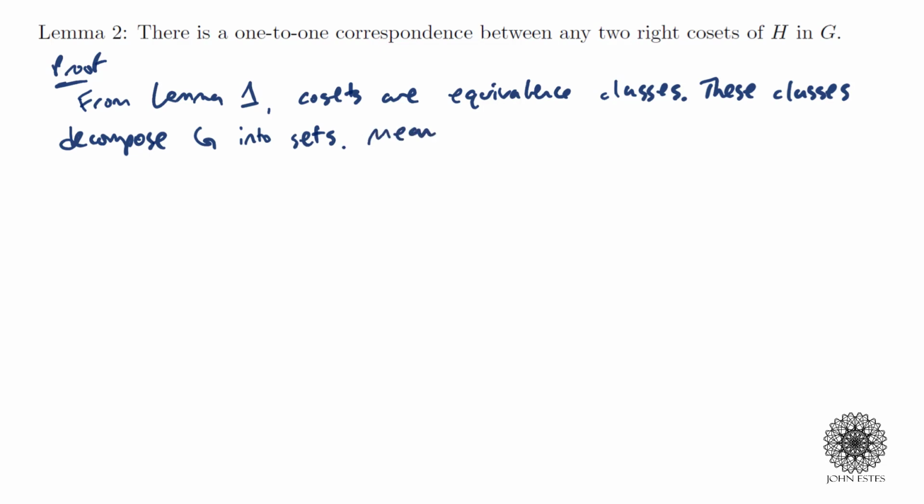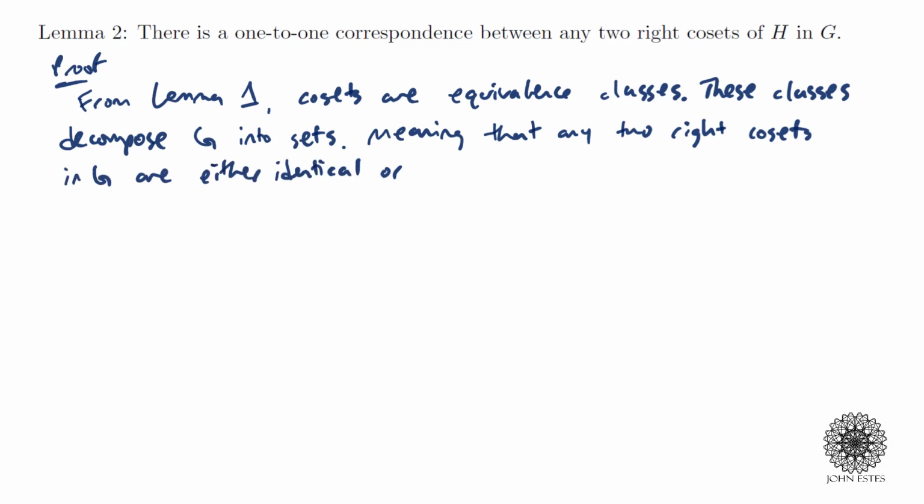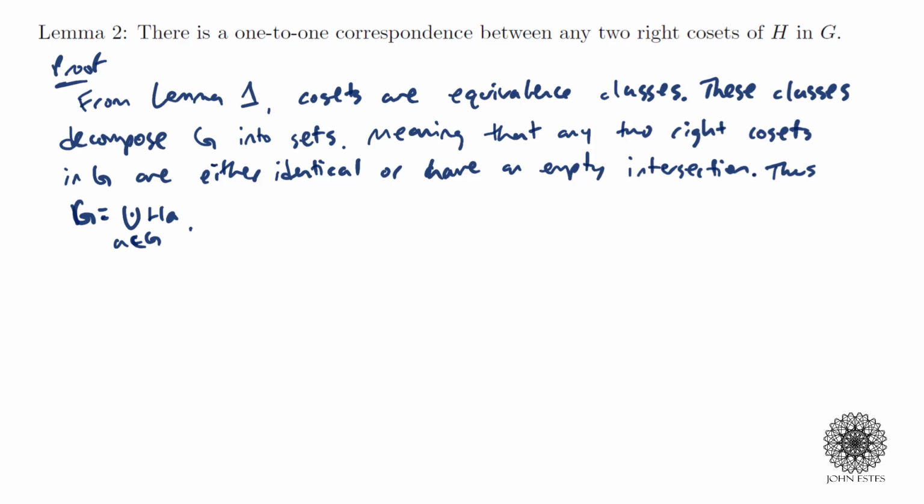That means that any two right cosets in G are either identical or have an empty intersection. We could write this symbolically as G equals a disjoint union, written with a union symbol with a little dot in it, of Ha going over all cosets in the group. So it breaks them up into this disjoint union.